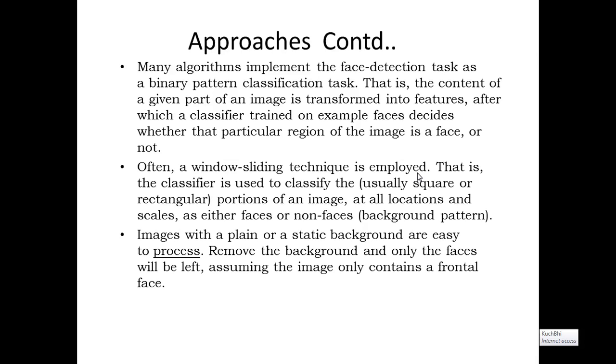It is also important to know the pros and cons of each approach, so let's talk about that. Many algorithms implement the face detection task as a binary pattern classification task. That is, the content of a given part of an image is transformed into features, after which a classifier trained on example faces decides whether that particular region of the image is a face or not. Often, a window slicing technique is employed. That is, the classifier is used to classify the portions of an image at all locations and scales as either faces or non-faces. And then finally, images with a plain or static background are easy to process. Remove the background and only the faces will be left, assuming the image only contains a frontal face. In this project we are looking at a single frontal face. We are detecting a single frontal face with accuracy.